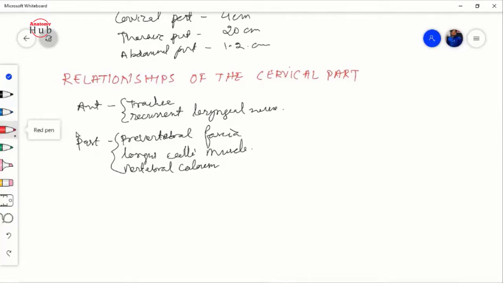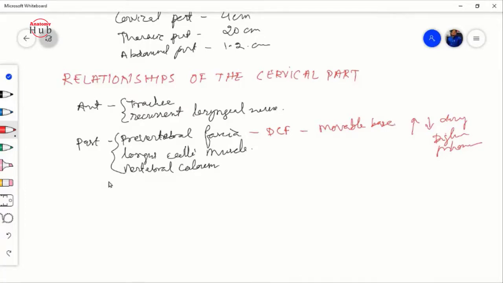So what happens here at the prevertebral layer of your deep cervical fascia? This creates a movable base. In this movable base, the esophagus and the trachea go up and down during deglutition and phonation.